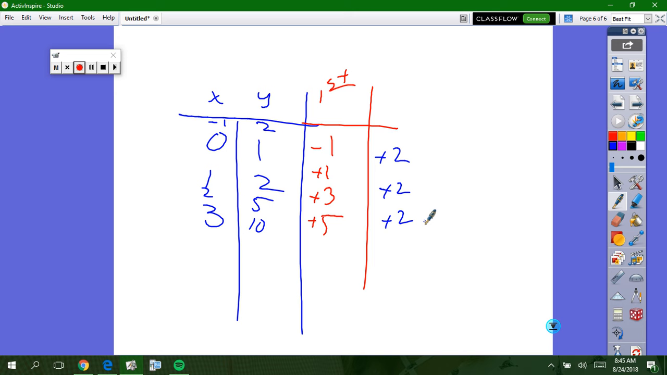So on the second difference, how does negative 1 get to 1? How does 1 get to 3? How does 3 get to 5?